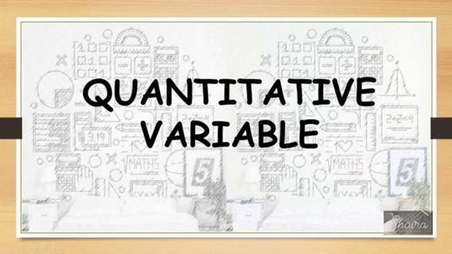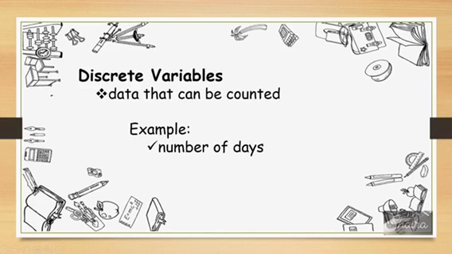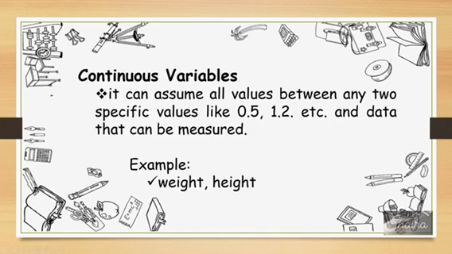In quantitative, there are different variables. They are the discrete and continuous. What are these? Discrete variables are data that can be counted, while continuous variables can assume all values between any two specific values like 0.5, 1.2, etc., and are data that can be measured. In discrete variables, we have examples like number of days, number of siblings. While in continuous variables, we have examples like weight, height, and body temperature.